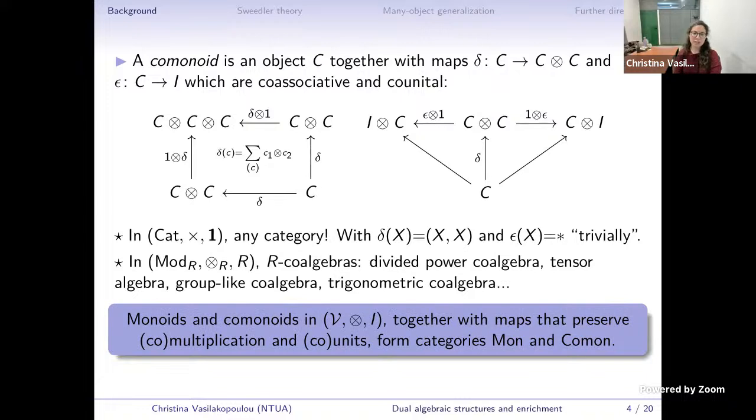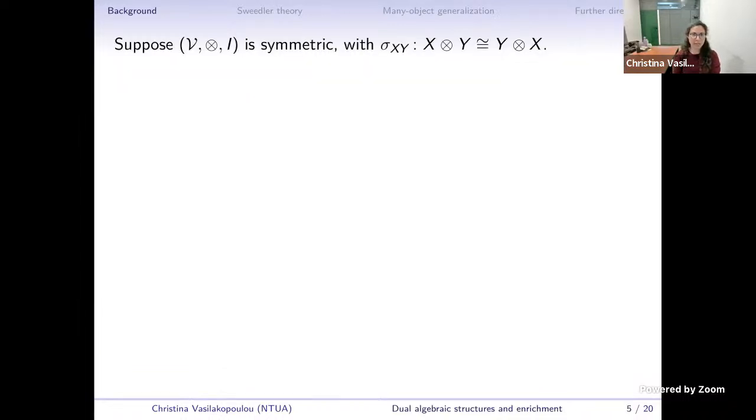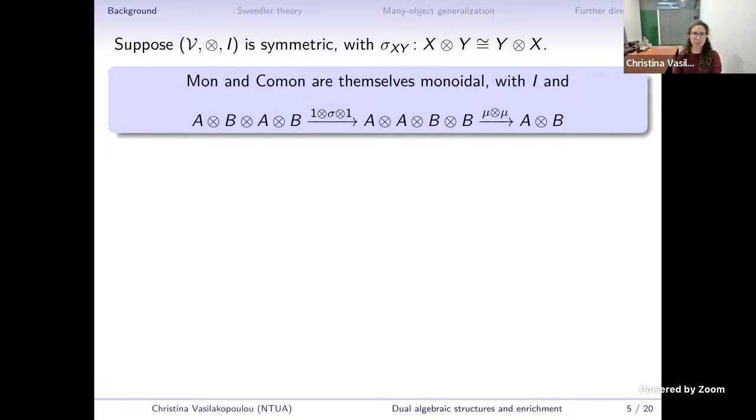So monoids and comonoids in a general monoidal category V, together with appropriate maps that preserve the multiplication and the units, or the co-multiplication and co-units, form categories. Those categories play an important role, starting off this theory, the Sweedler theory. If we start putting some extra structure on V, if we ask for symmetry to exist, or even braiding is good enough for most of what we will be saying today, we can actually say a bit more about these categories, that monoids and comonoids inherit the monoidal product, because you can see here, if I take the tensor product of two monoids, the switch is required to change the place of these two variables and then apply multiplication.